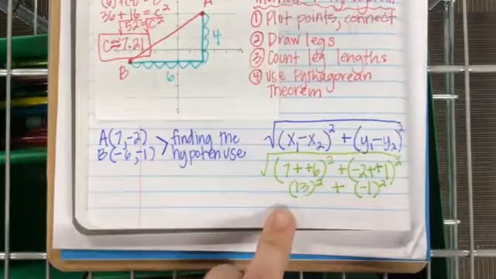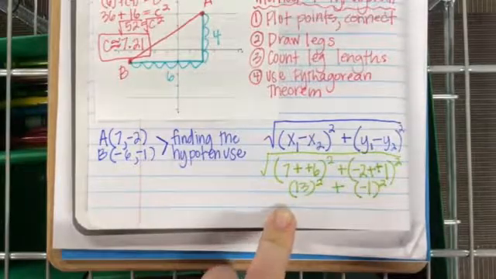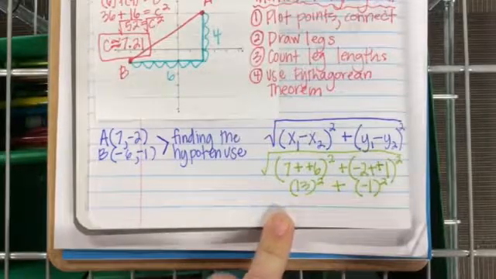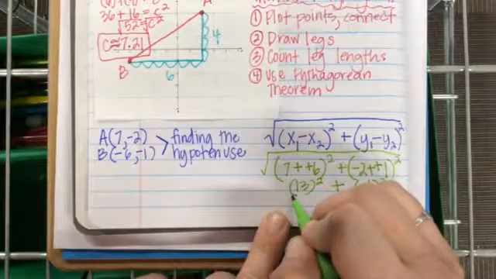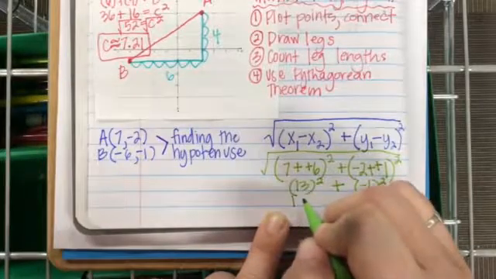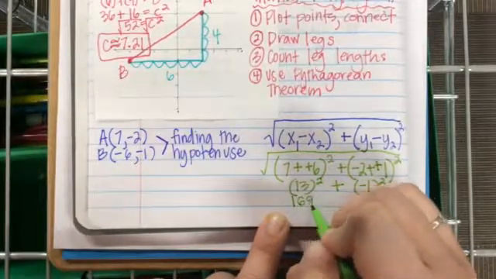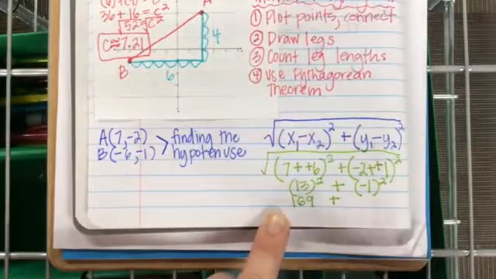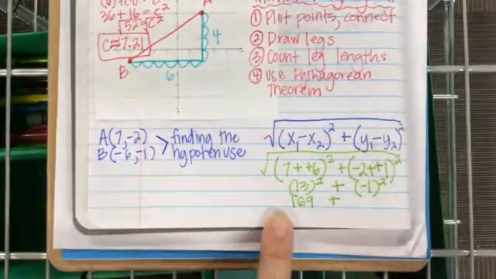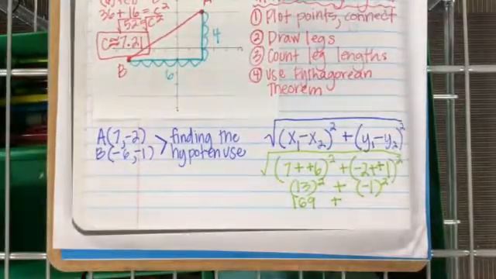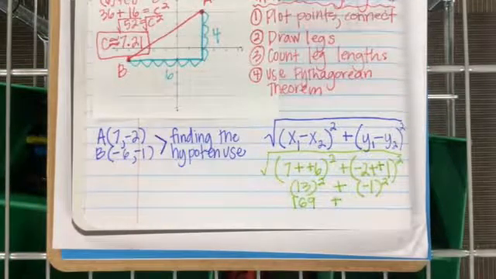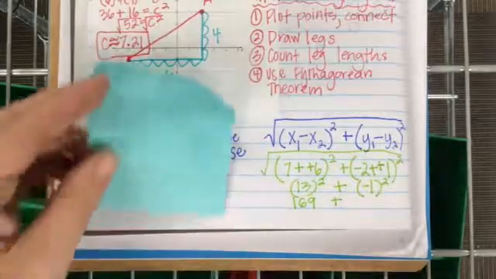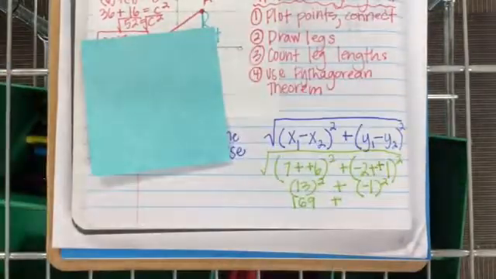What's 13 squared? 169, plus what's -1 squared? 1. Ladies and gentlemen, remember this from last year? I know I do.